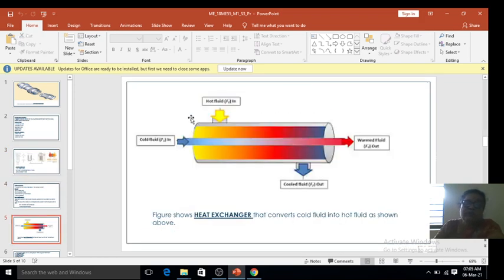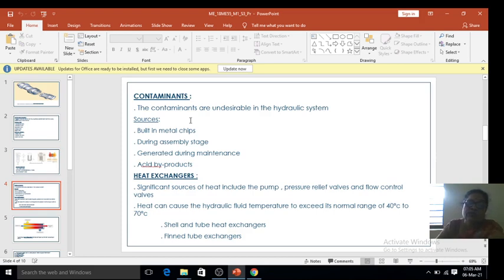When it comes to contaminants, there are different types of contaminants present in the fluid, especially built-in metal chips. As I told, the mechanical filters remove the built-in metal chips present in the fluid. And during assembly stages there may be inclusions, and a lot of impurities are generated during maintenance, and also acid byproducts. These are formations of acids and other things.